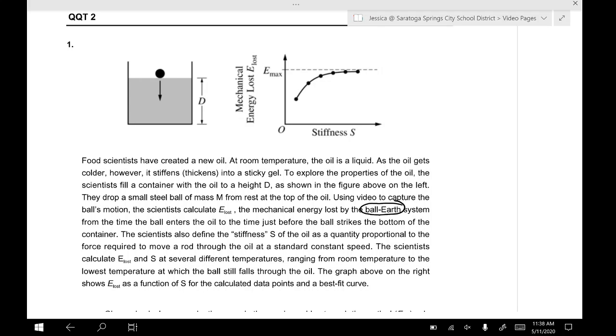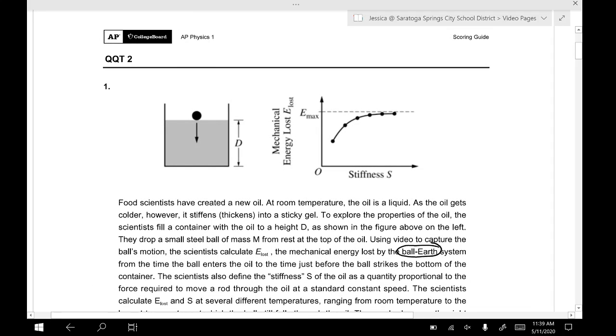Scientists calculate E lost and S at several different temperatures, ranging from room temperature to the lowest temperature at which the ball still falls through the oil. The graph above on the right shows E lost as a function of S for the calculated data points. Okay, so it looks like that as stiffness increases, the amount of energy lost by the ball also increases, but until we reach some maximum.